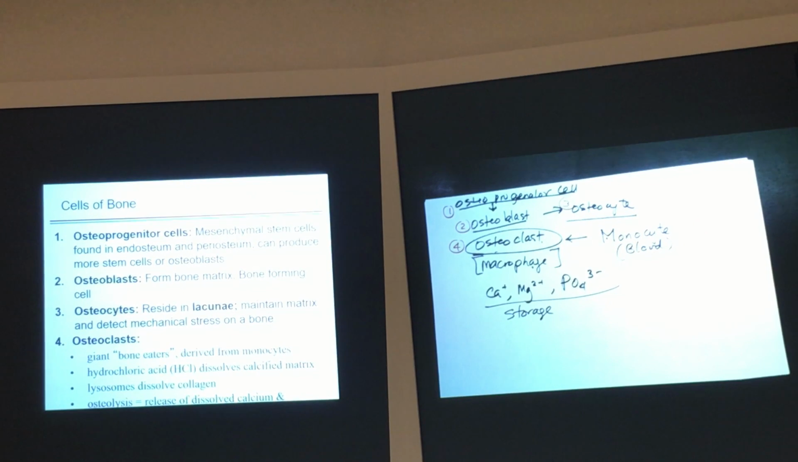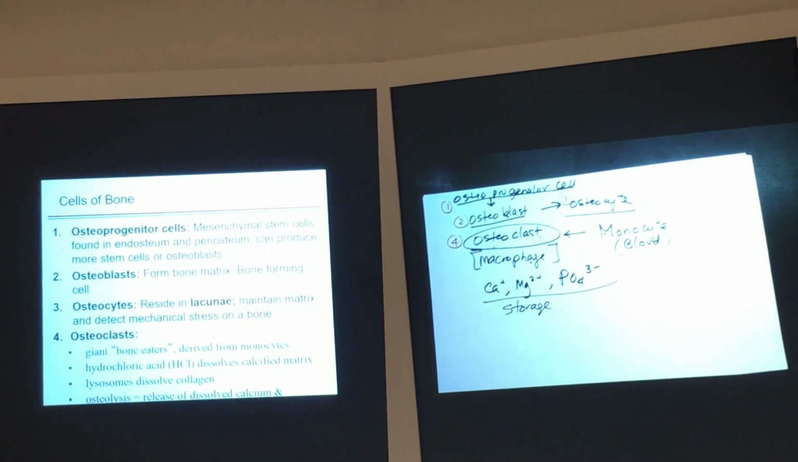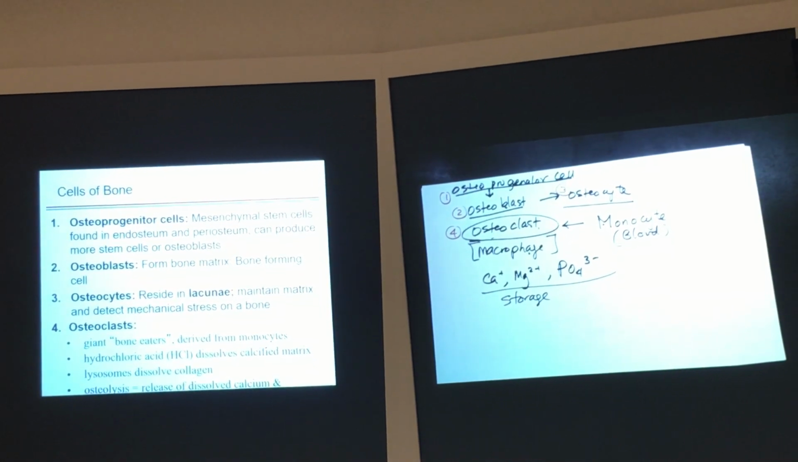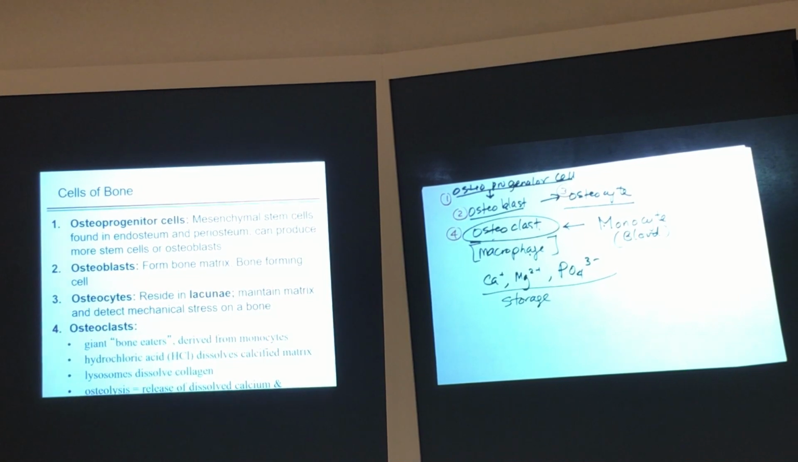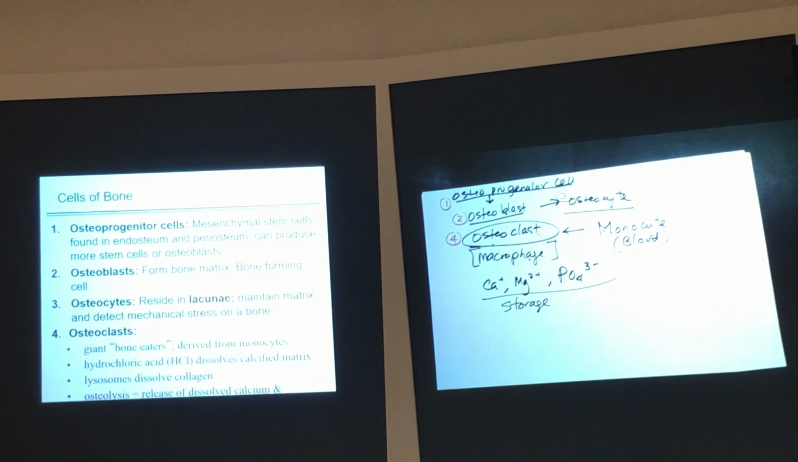Okay. So the 4 cells here, you can see that osteoprogenitor cell, which is a stem cell. It gives rise to the osteoblast that forms the matrix. Question?